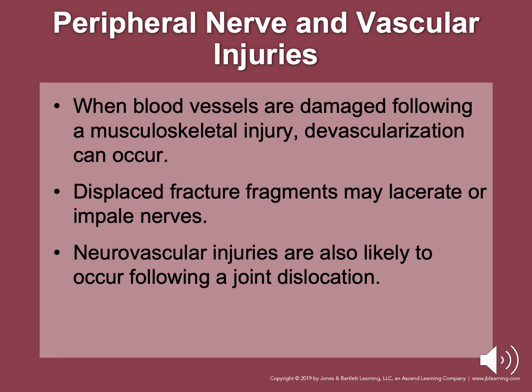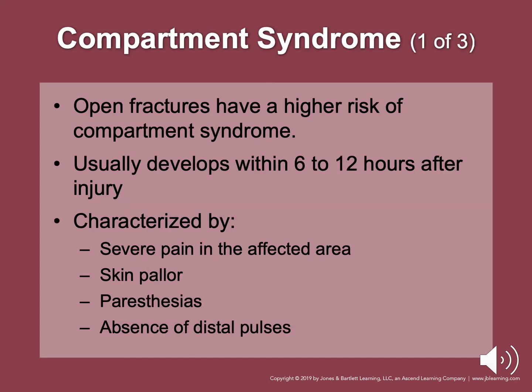Compartment syndrome is one of the most devastating consequences of a musculoskeletal injury. The longer it persists, the greater the chance of tissue necrosis. External and internal factors can lead to the development of compartment syndrome. Open fractures have a higher risk because they are typically associated with higher energy injuries. It usually develops within the first 6 to 12 hours and is characterized by severe pain localized to the involved compartment. Skin pallor may be apparent, as well as paresthesia. A late sign is the absence of distal pulses in the affected extremity.